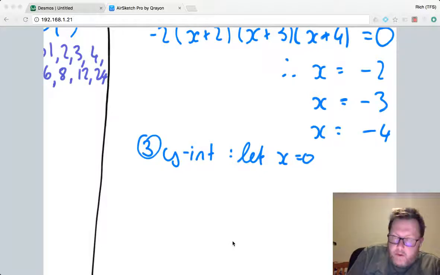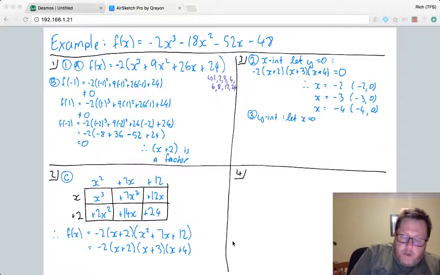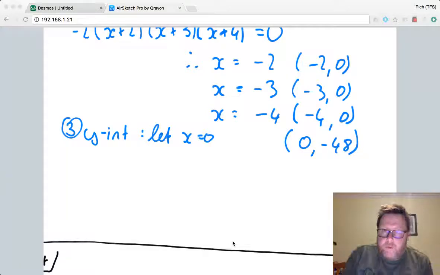Let x equal 0. If you know the original function, there's no need to be too laborious about it. Here's the original function. When x is equal to 0, those terms all go, so I'm left with -48. Rather than wasting time calculating that, I can just go (0, -48) from the original function. No dramas doing that at all.